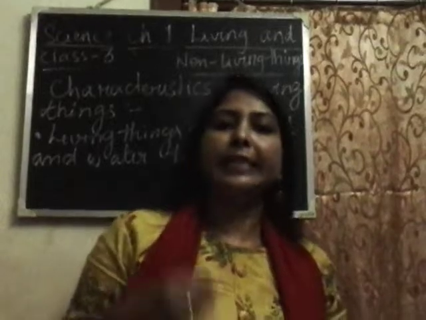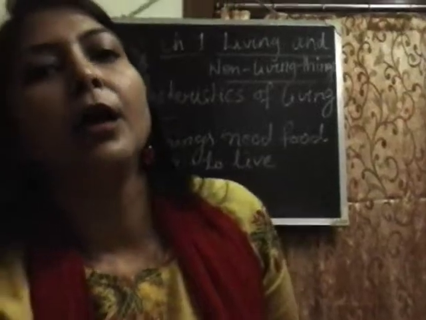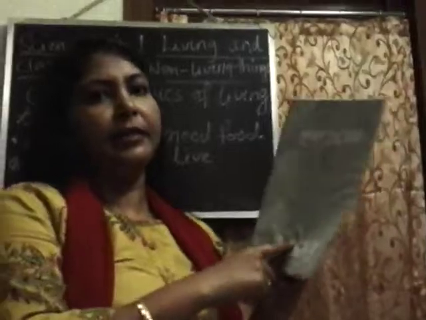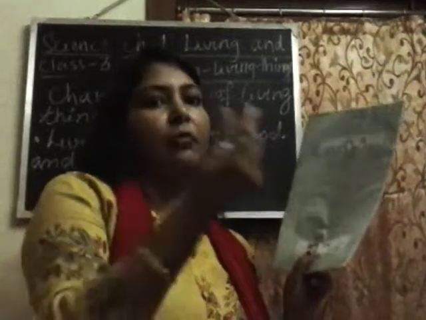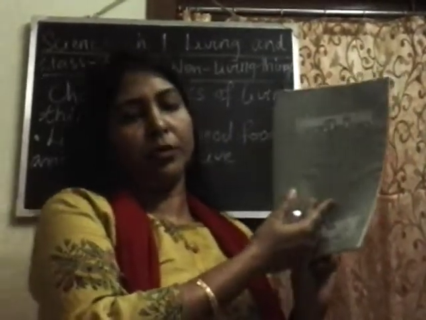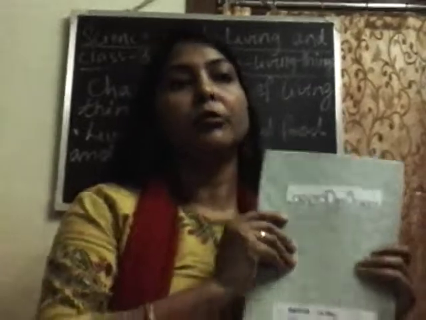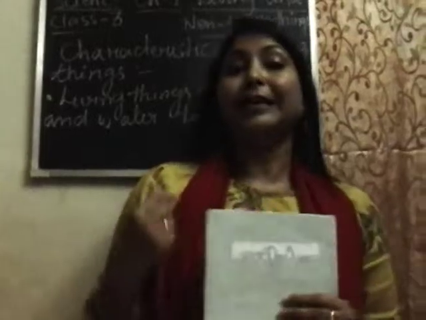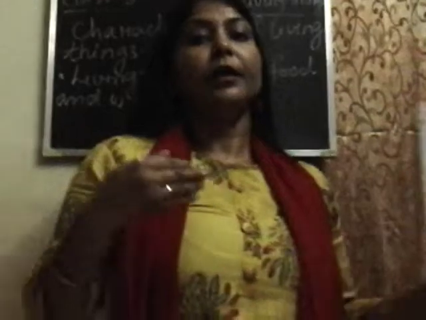Fine. Now we come to the second characteristic. What is the second characteristic? Say, for example, this is one notebook. Fine. Now if I feed this book, if I give some chocolates to this book to eat, will it eat? No, not at all. Why? Because it is a non-living thing. Similarly, if I ask this book to move from here to that place, will it go? No. But living things like you, me, and even plants, they all move.